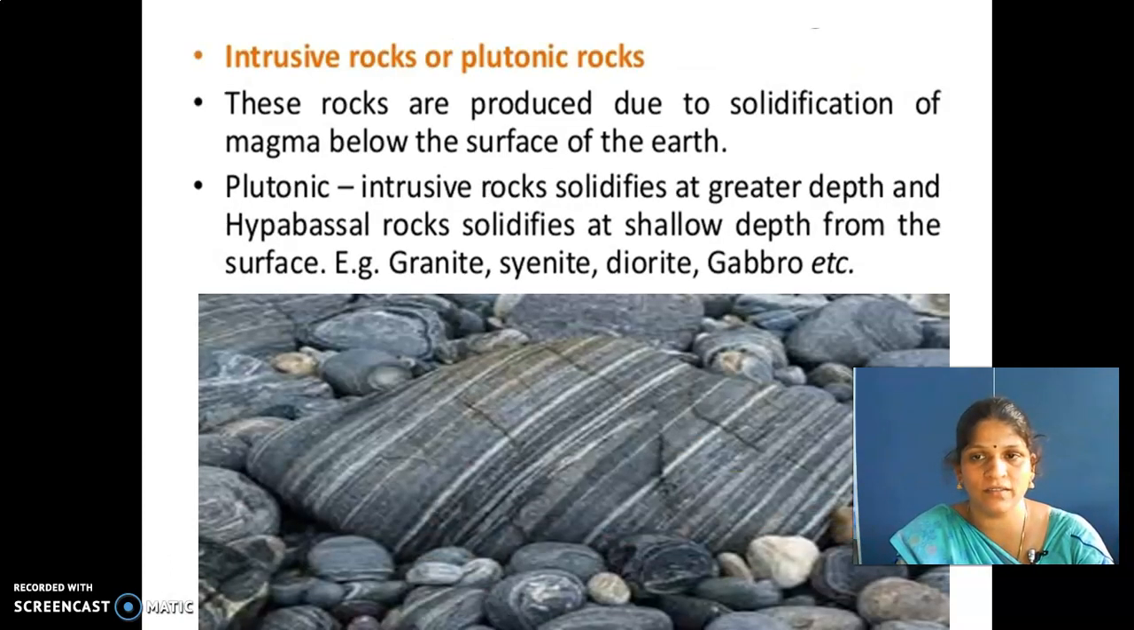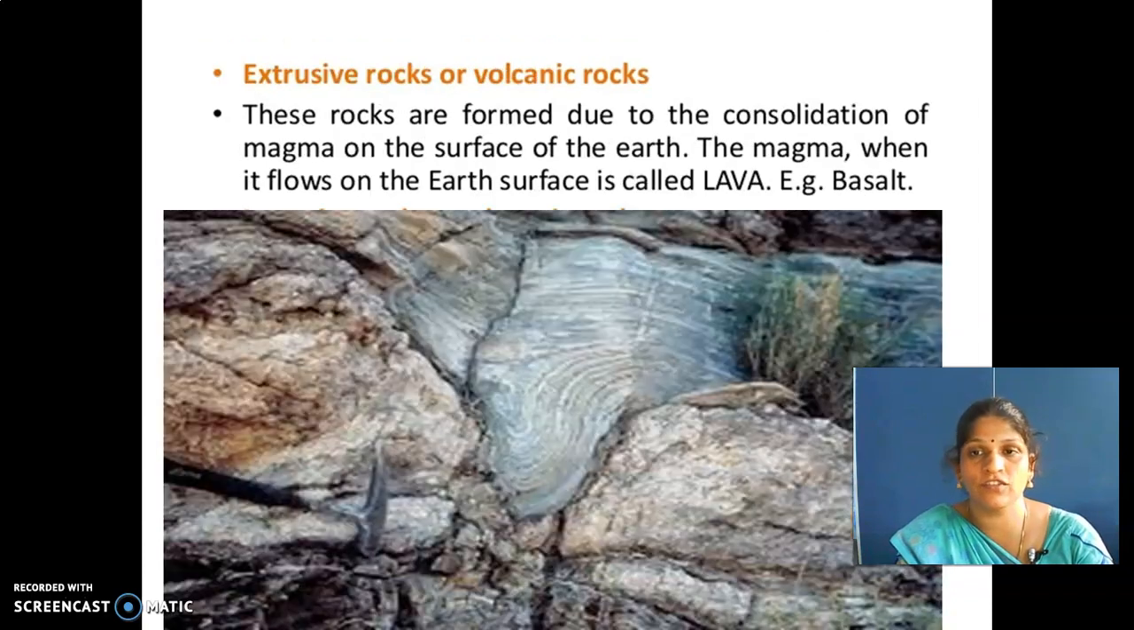What is intrusive? The magma got solidified under the crust, beneath the crust. Plutonic is a good example. The Deccan Plateau is a good example for the intrusive rocks. Then extrusive rocks are formed due to the consolidation of magma on the surface of the Earth. Example, basalt rock I have given for you.